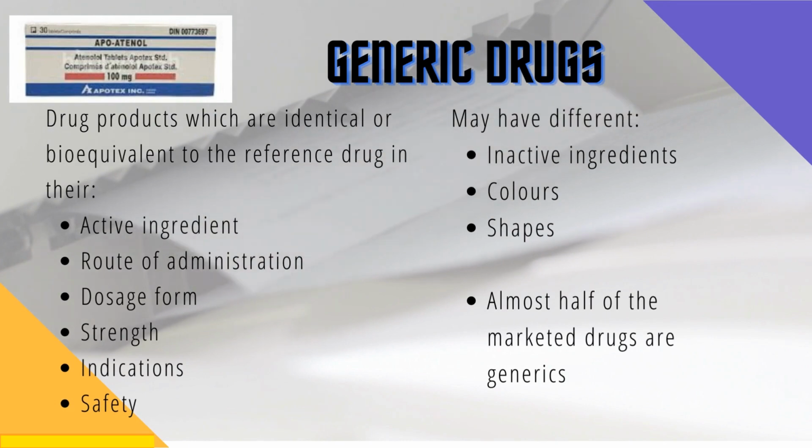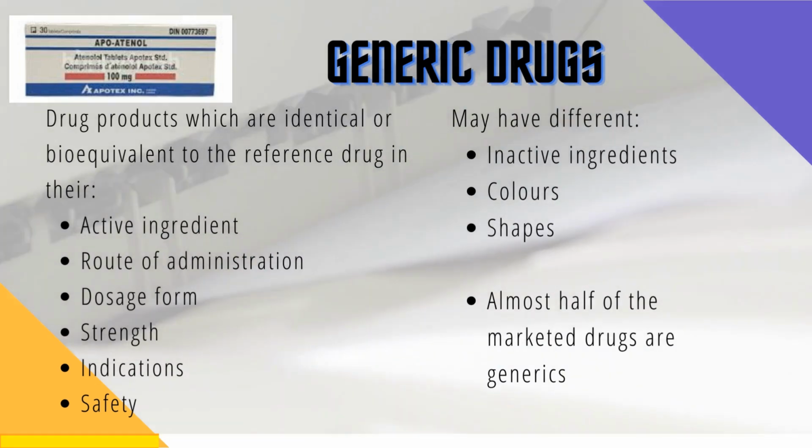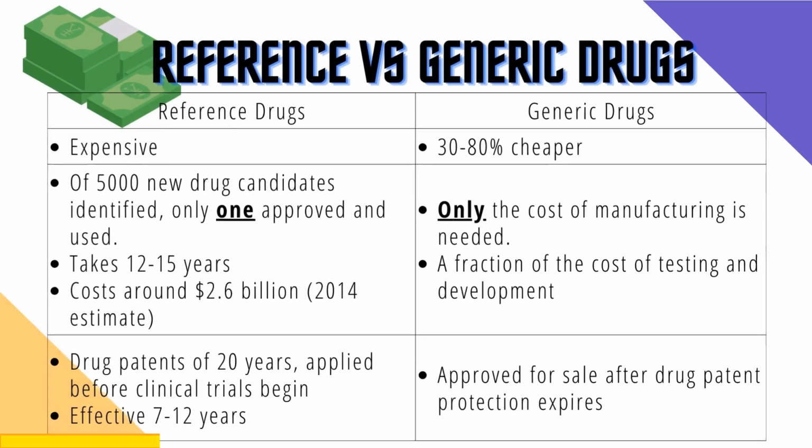They may have different excipients or inactive ingredients, different color and shapes. And we take note that almost half of the marketed drugs are actually generics. Right, so what are the main differences between the reference and generic drugs? The main thing is about the pricing actually.